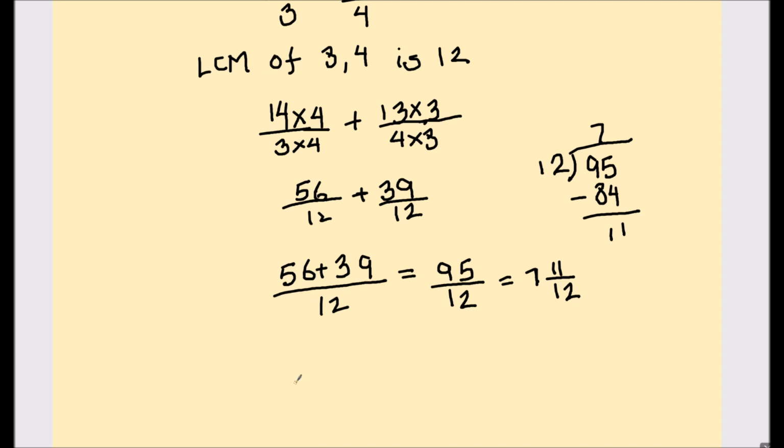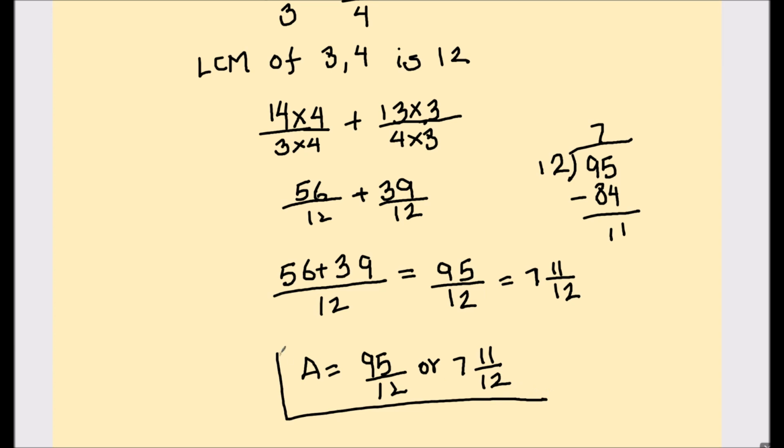This is our mixed fraction. So our final answer will be 95 by 12, or we can even write 7 whole 11 by 12. This is how we add mixed fractions. Let's move on to our next example.